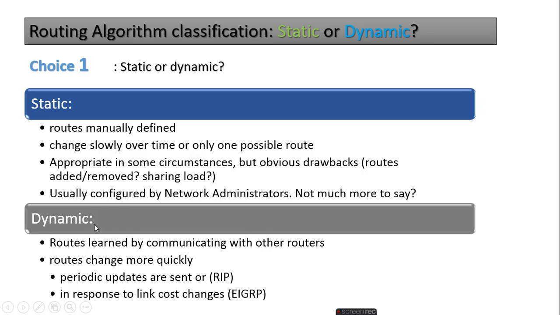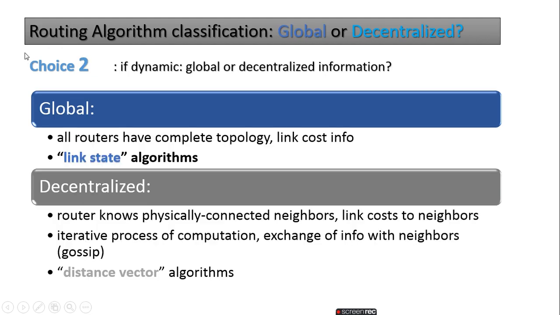Choice 2 is to go with dynamic. If you go with dynamic, routers learn by communicating with each other, and they exchange information more quickly. You know that you learned about RIP, which sends periodic updates. You know about EIGRP, which responds to link cost changes or a link going up or down. Imagine you want to go with the dynamic method, a protocol like RIP or EIGRP.